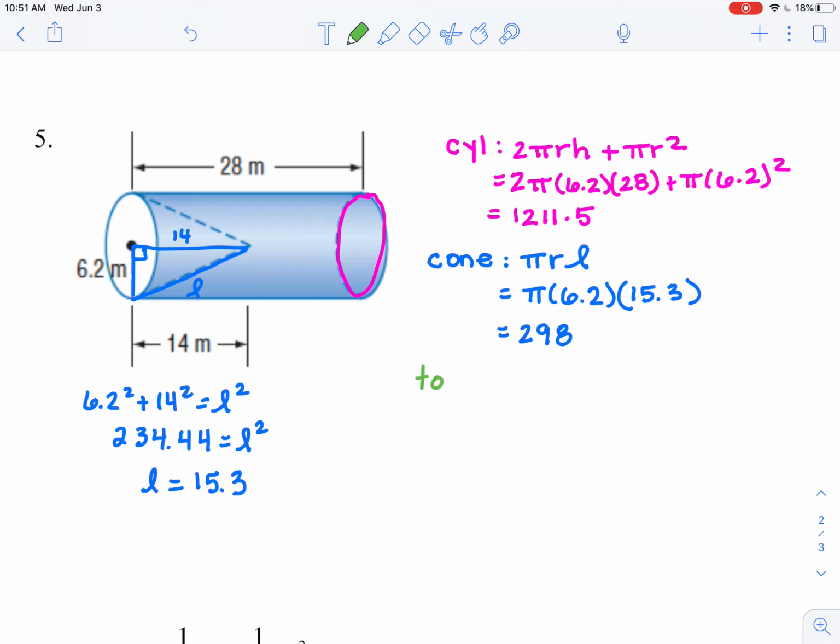To find the total area to be covered in this solid, we're then going to add together the two parts that we found. And for this three-dimensional figure, we have a total area of about 1,509.5 square meters.